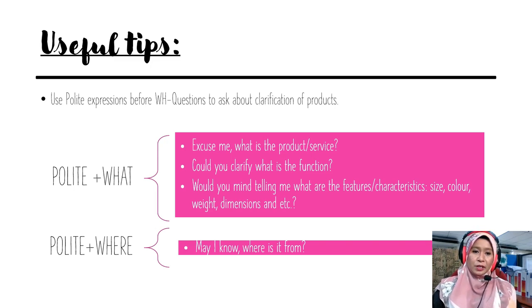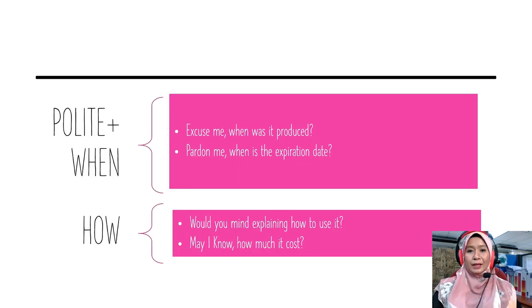Here are some other useful tips to use polite expressions before WH questions to ask about verification of products. You can use polite with what. For example, excuse me, what is the product or service? Excuse me, could you clarify what is the function? Would you mind telling me what are the features, characteristics of the product? Using polite plus where. May I know where it is from? Next, polite plus when. Excuse me, when was it produced? Pardon me, when is the expiration date? And how? For example, would you mind explaining how to use it? May I know how much it costs?